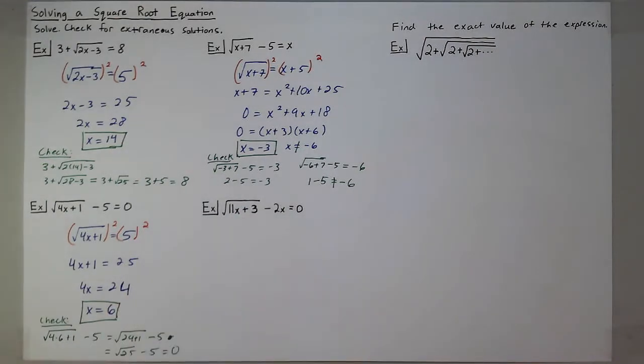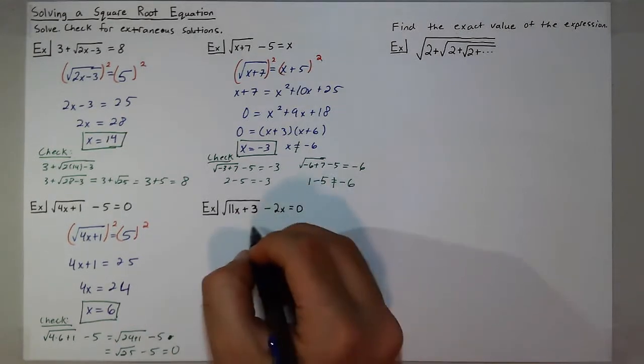So down here I have the square root of 11x plus 3 minus 2x. I'm going to add the 2x to the right first.